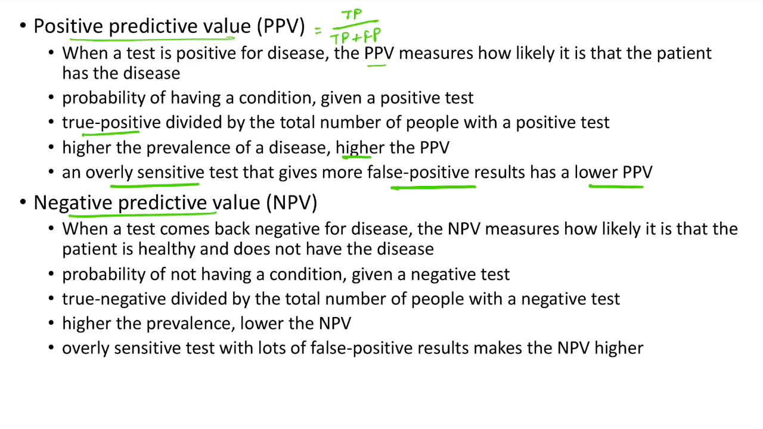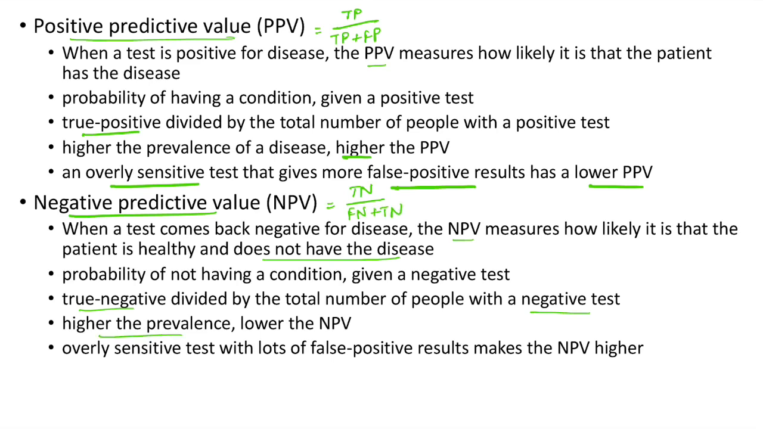When a test comes back negative for disease, the negative predictive value measures how likely it is that the patient is healthy and does not have the disease. That is, negative predictive value is the probability of not having a condition given a negative test. Mathematically, it is calculated as true negative divided by the total number of people with a negative test. That is, negative predictive value is equal to true negative divided by false negative plus true negative.